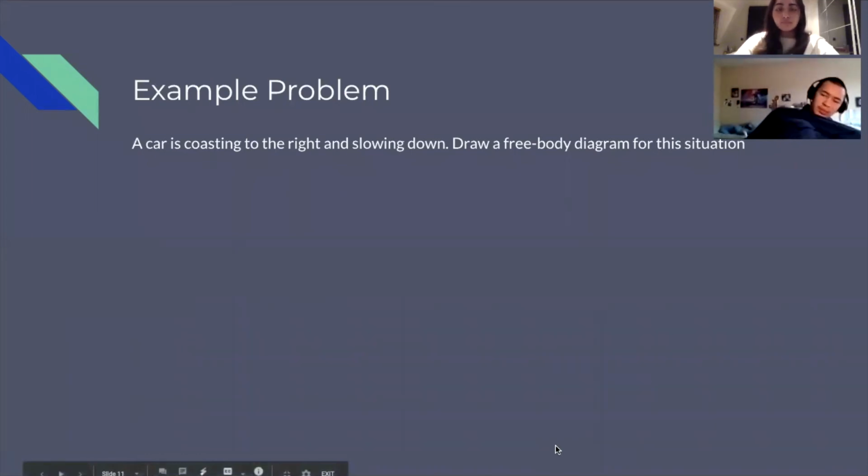Our first problem is just a free body diagram of a car coasting to the right and slowing down. And we'll give you 5 seconds to pause and figure it out.